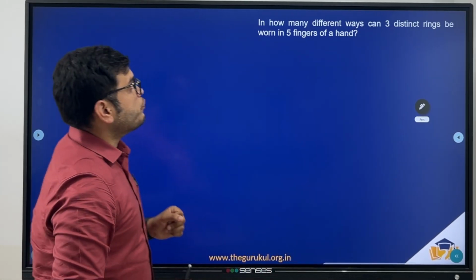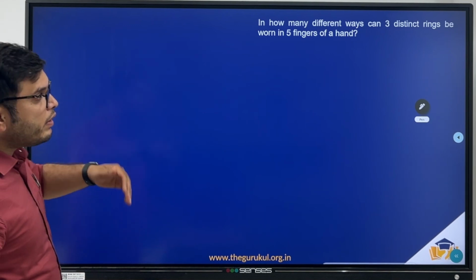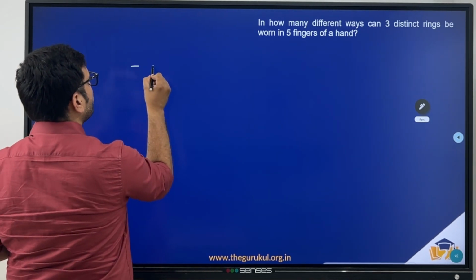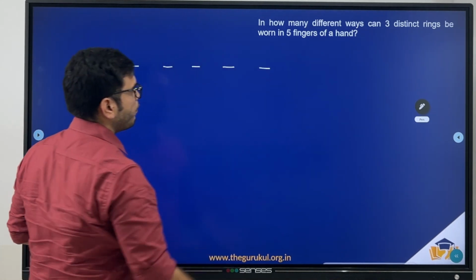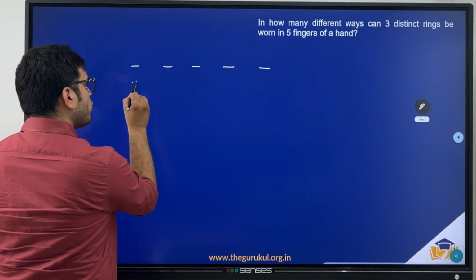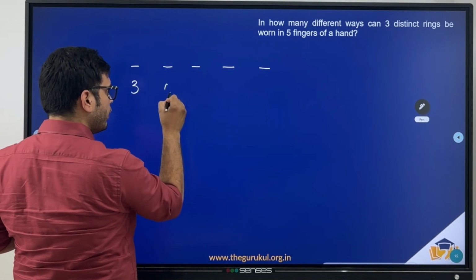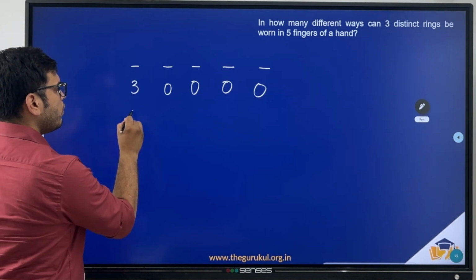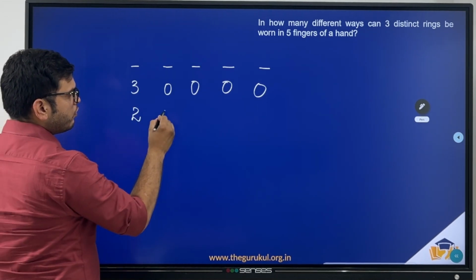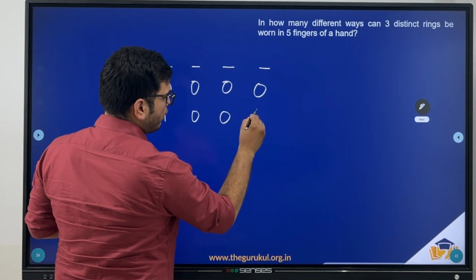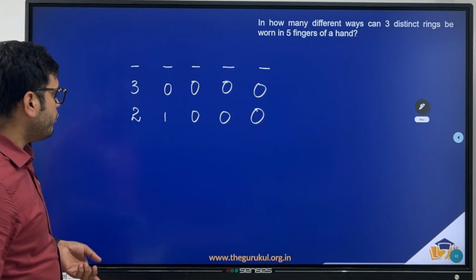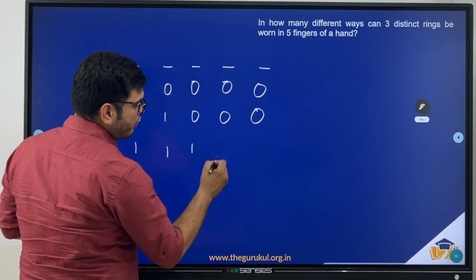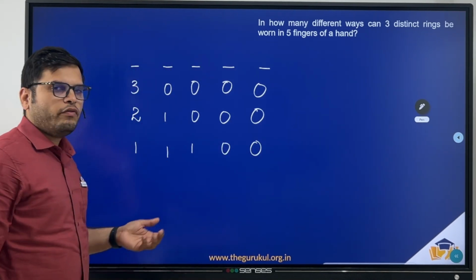Now coming to the second question. In how many different ways can 3 distinct rings be worn on 5 fingers of a hand? So we have fingers 1, 2, 3, 4, 5. One way is all 3 rings on one finger and 0 on the other 4 fingers. Or 2 on one finger, 1 on another, and no ring on the other 3 fingers. Or one ring on each of 3 fingers and no rings on the other 2.